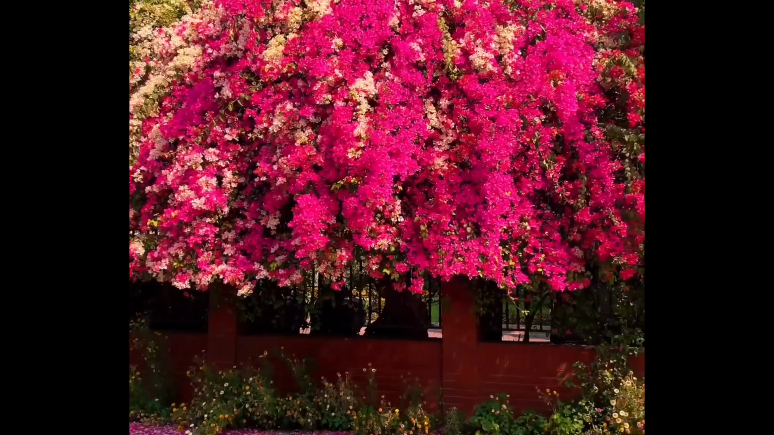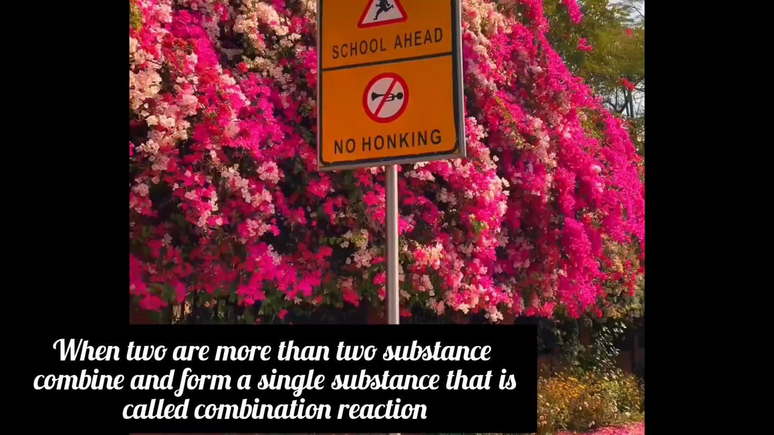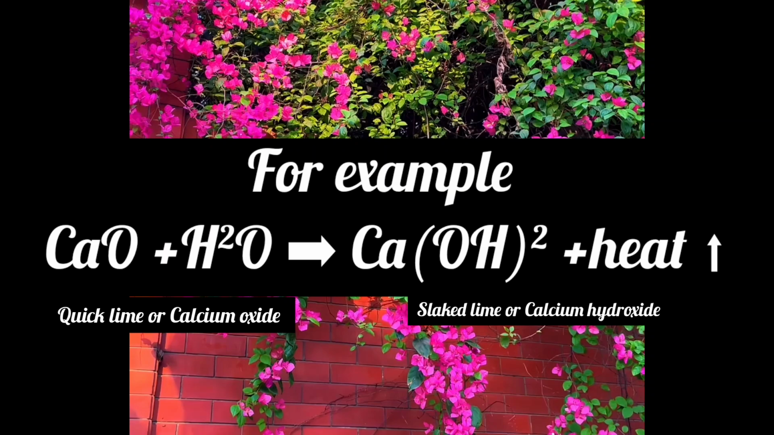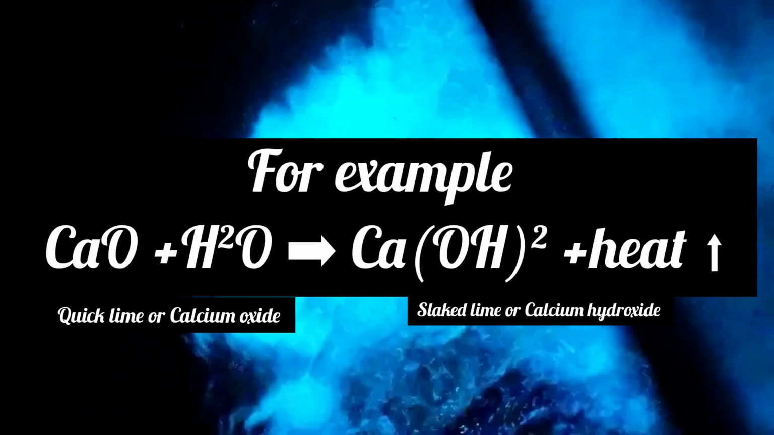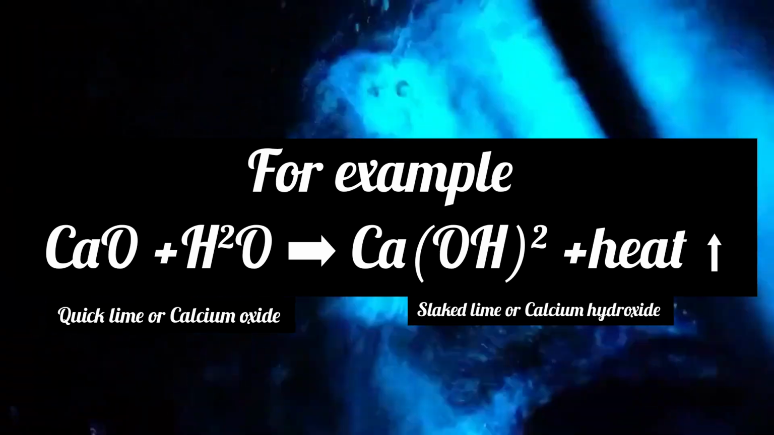The proper definition of combination reaction: when two or more substances combine and form a single substance, that is called a combination reaction. For example, calcium oxide reacts with H₂O and forms calcium hydroxide. Calcium hydroxide is formed with evolution of heat and a hissing sound. That's why it is also an exothermic reaction.